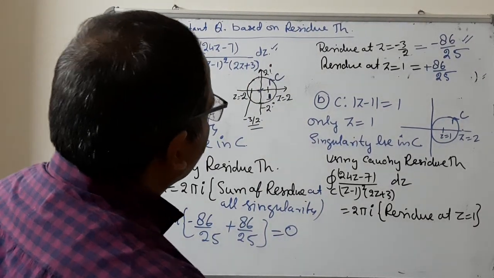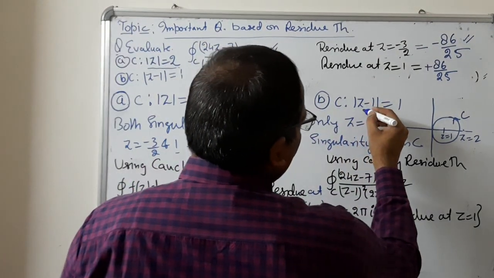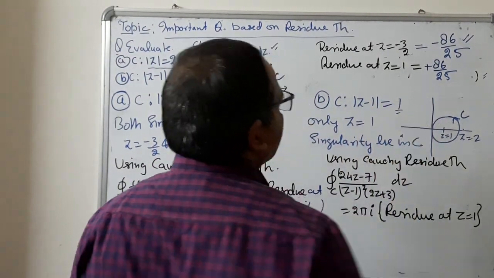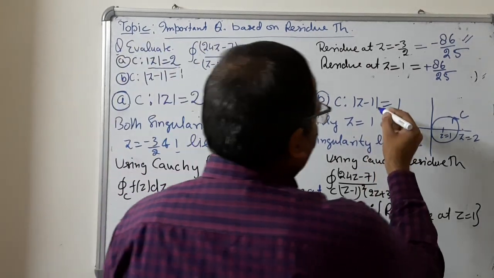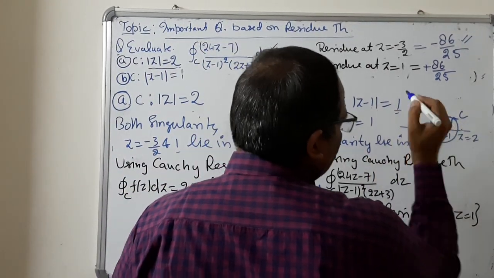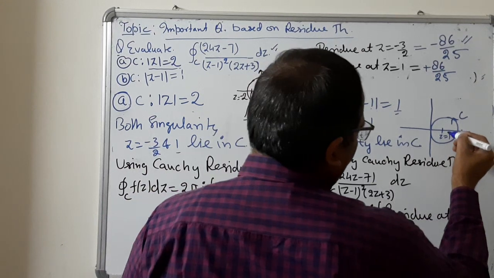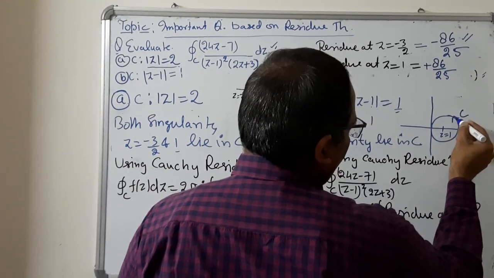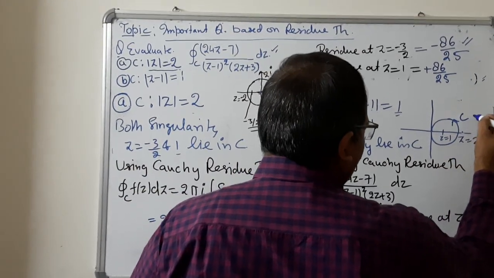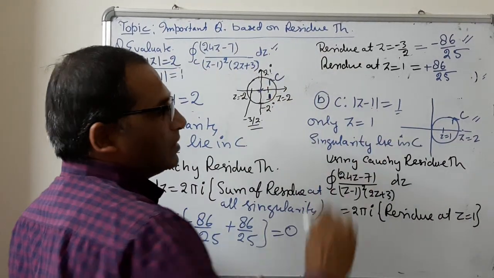Now we come to the second part, the B part: modulus of z minus 1 equal to 1. That means the center is z equal to 1 and the radius is 1. So draw a circle here. This center is 1, radius is 1, this is the circle, this is C, the given C in this B part.